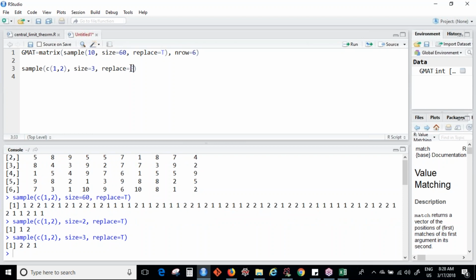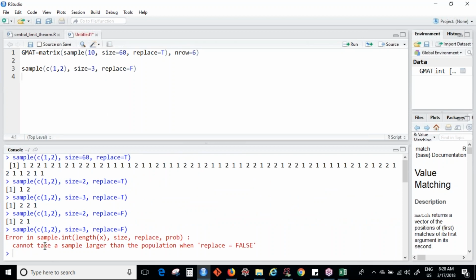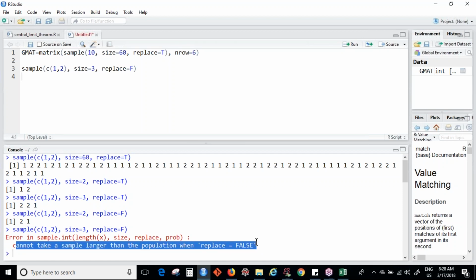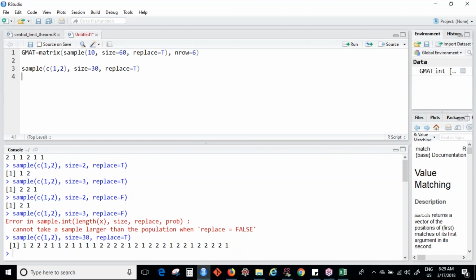Replace is true, so let me make replace is false. So size 2 will work perfectly. It will give me 2 numbers, 1 and 2. The moment I make size 3, it will give me error. See, cannot take a sample larger than the population when replace is false. So it is telling you exactly the error. So your replace has to be true. And once you give replace as true, you can take any number you want. You can take 30 also. It will just keep repeating the same numbers. So now is that clear, Neha?